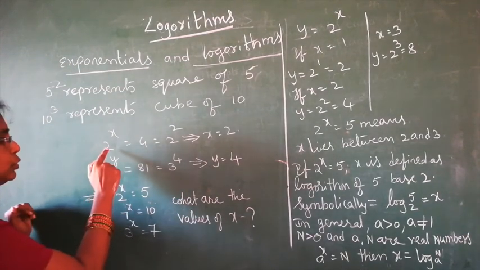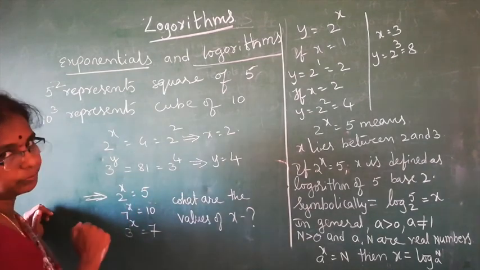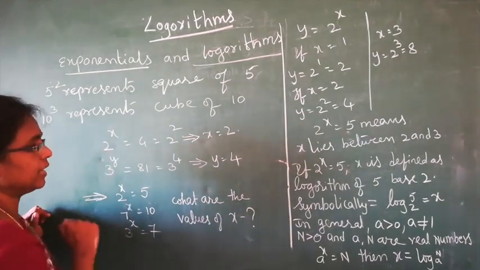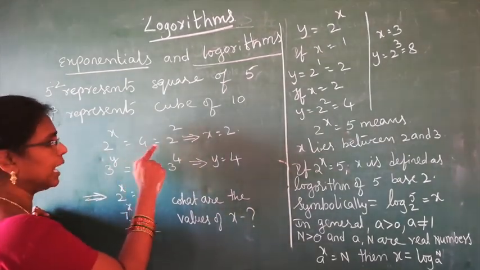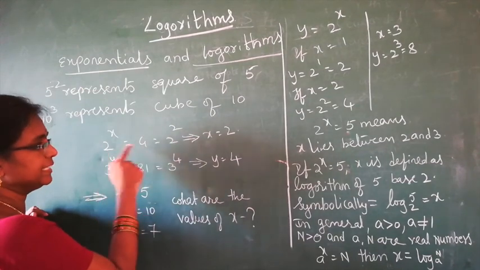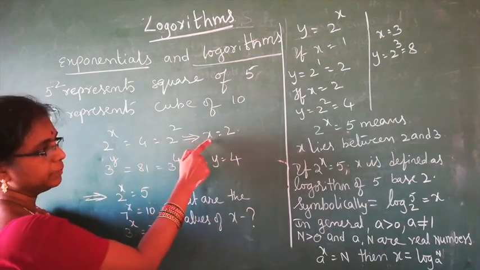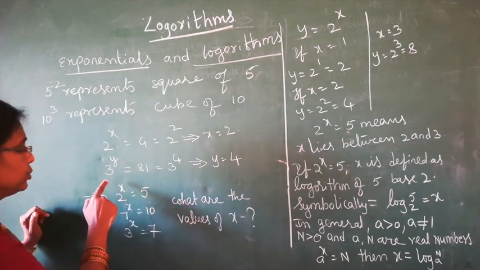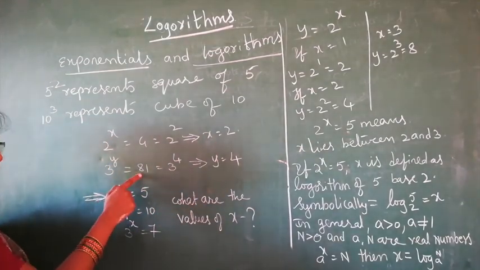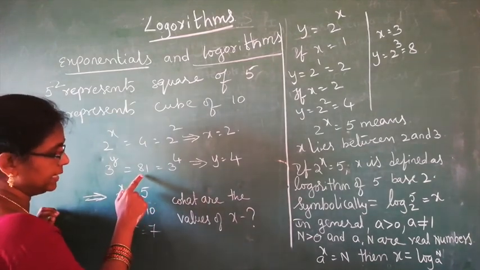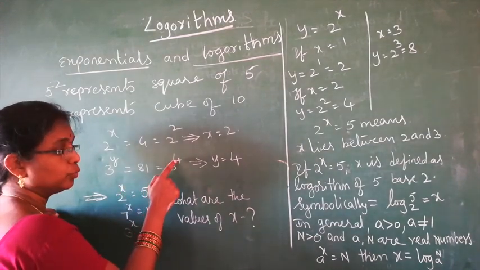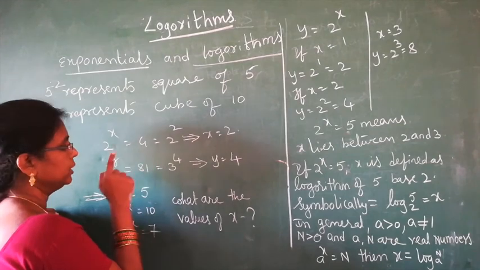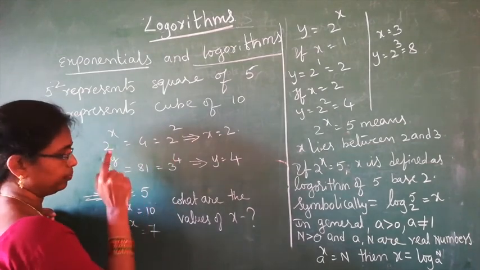Now, suppose 2 to the power of x is equal to 4. Then what is the x value? We can write 4 as 2 square. If bases are equal, powers are also equal. Then x becomes 2. Suppose 3 to the power of y is equal to 81. How to write 81? 3 as base 4 times, then 3 to the power of 4, so y is equal to 4.